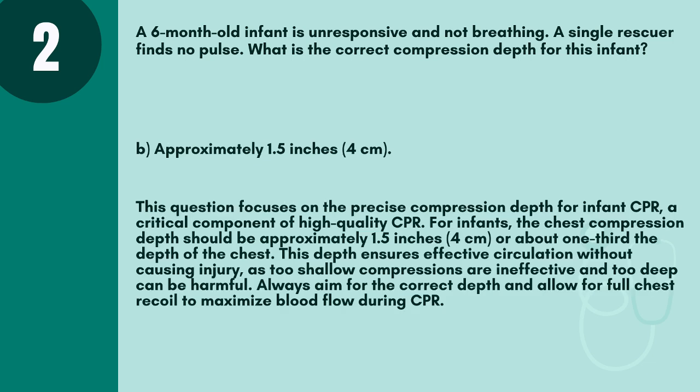Answer: B. Approximately 1.5 inches, 4 centimeters. This question focuses on the precise compression depth for infant CPR, a critical component of high-quality CPR. For infants, the chest compression depth should be approximately 1.5 inches, 4 centimeters, or about 1/3 the depth of the chest. This depth ensures effective circulation without causing injury, as too shallow compressions are ineffective and too deep can be harmful. Always aim for the correct depth and allow for full chest recoil to maximize blood flow during CPR.